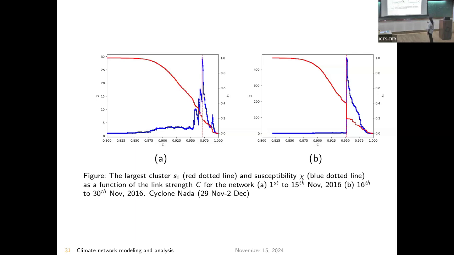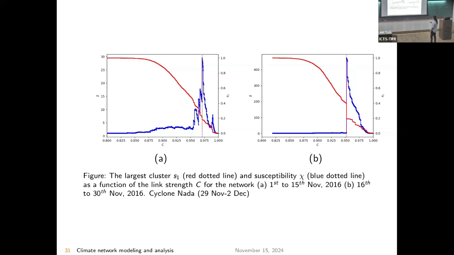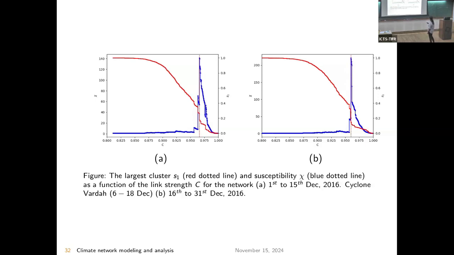Now the scale is quite high, 400, because just after 4 days it was followed by a very strong cyclone, which is Varda. So you can actually see the indicator, or certain distinct features of that, in this network, which was during 16th and 30th of November in this plot. So the scale is quite high. Varda was 6 to 18 December.